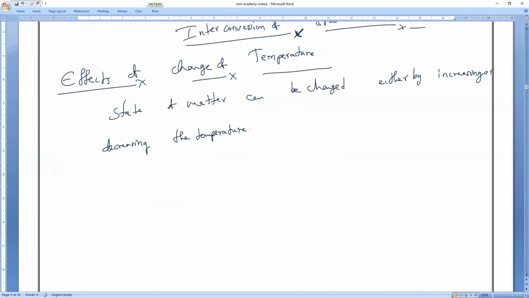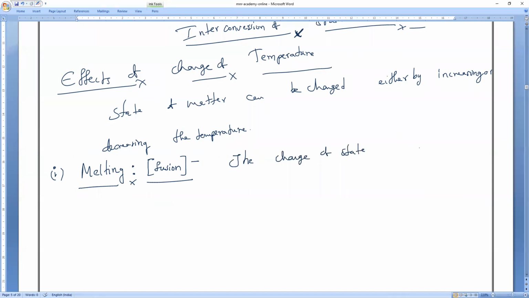First one, Roman number 1, melting. Just now I said melting is also called fusion. Okay, that is it. The change of state from solid to liquid. The change of state from where to where, guys? Solid to which state?